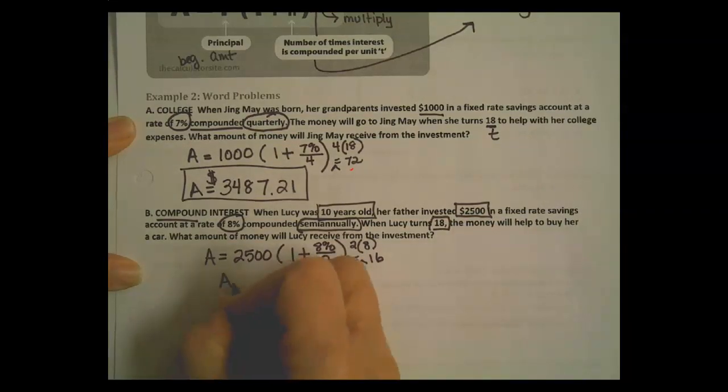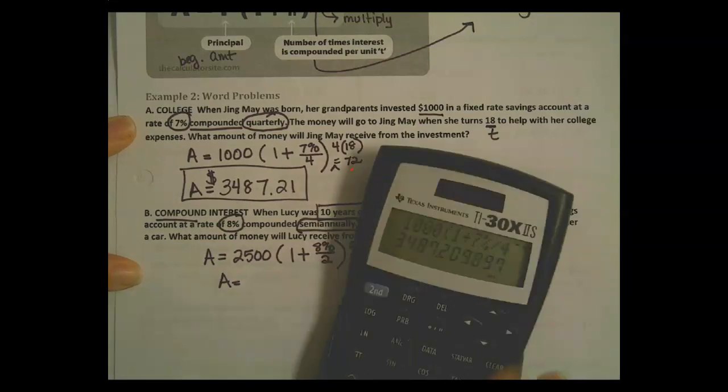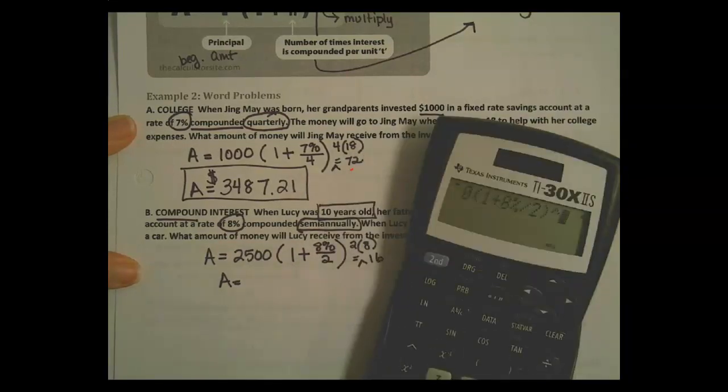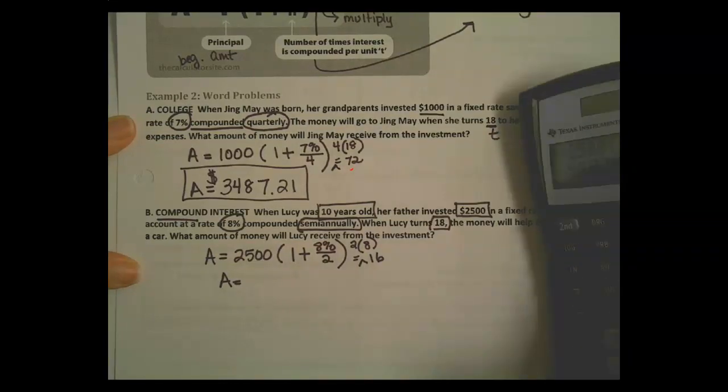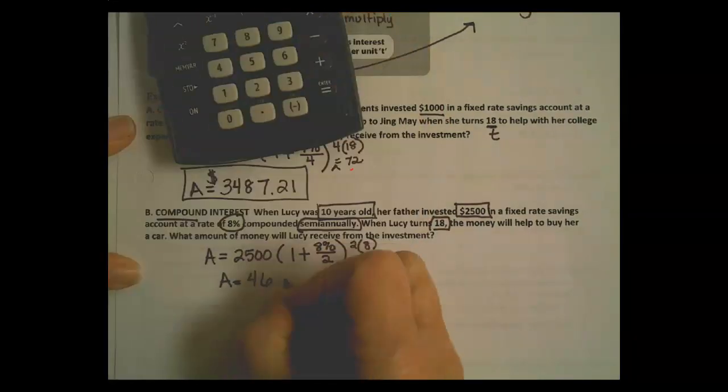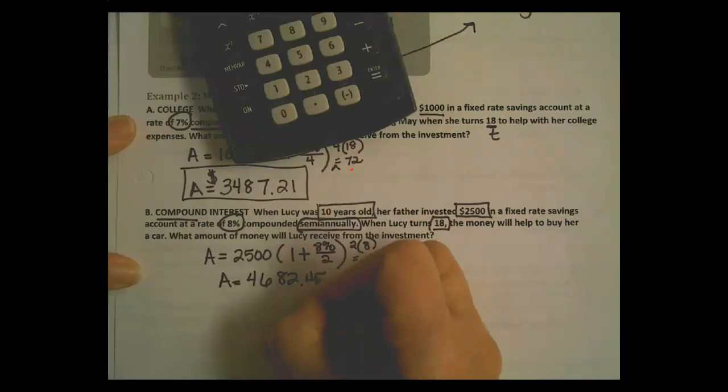Let's punch this into our calculators. 2,500, parentheses 1 plus 8%, using that percent key, divided by 2. Make sure you have your parentheses. My exponent, we decided, was 16. So she's going to have $4,682.45. Make sure you know how to round.